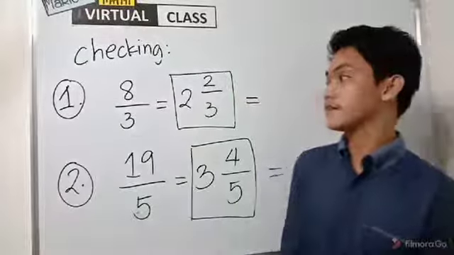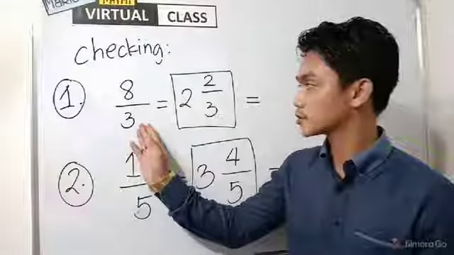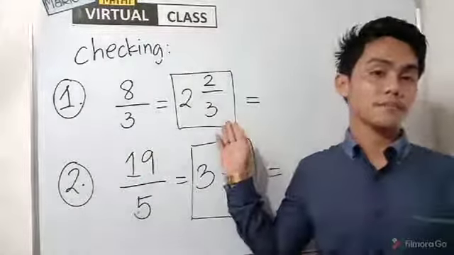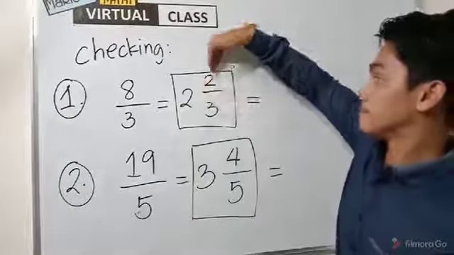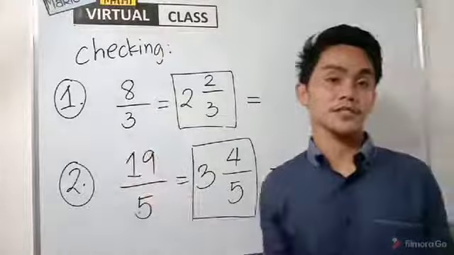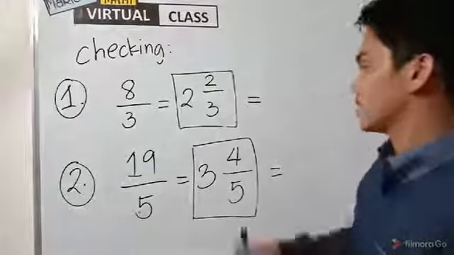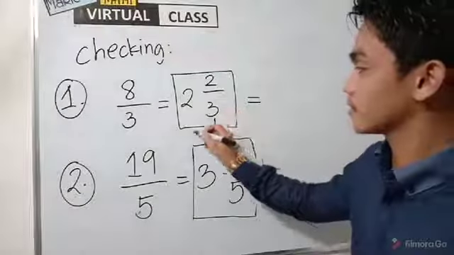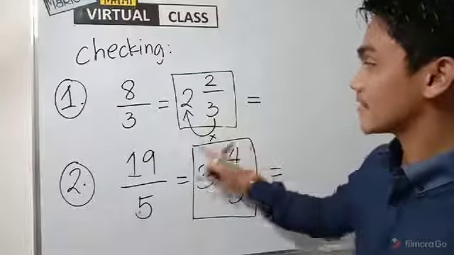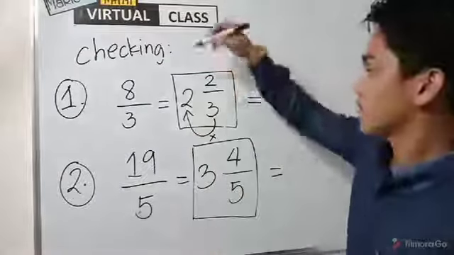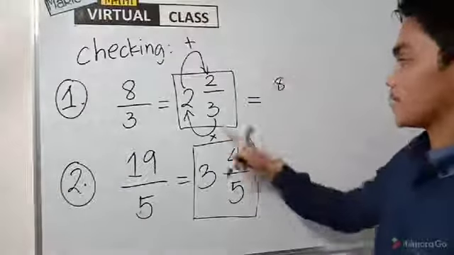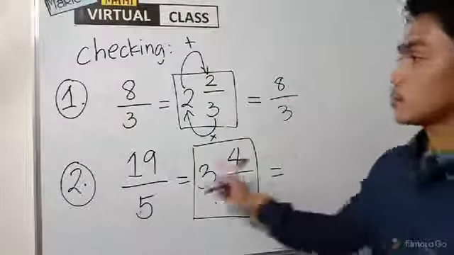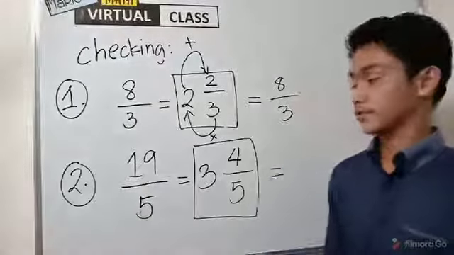Now, finally, we have transformed our improper fraction to its equivalent mixed number. To check if our answer is correct, we must transform this again back to its improper fraction. So let's check our work. Let's do the process. 3 times 2 would be 6, and 6 plus 2 would be 8. And copy the denominator 3. So we have a correct answer.